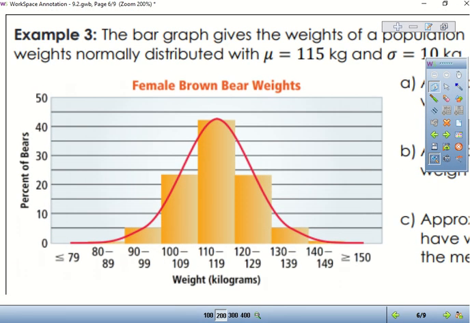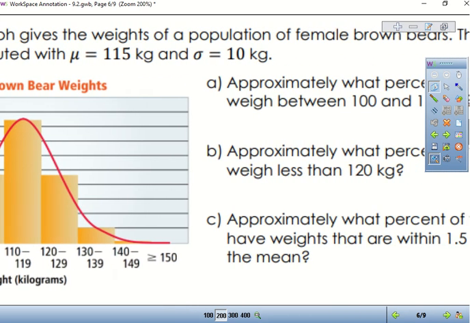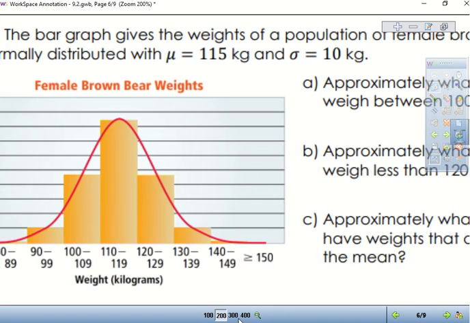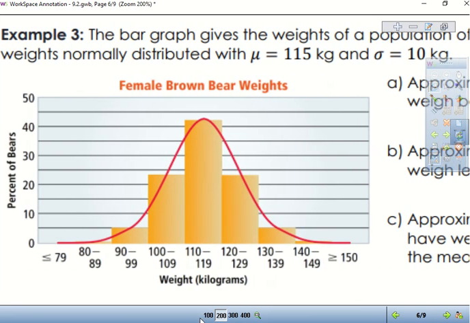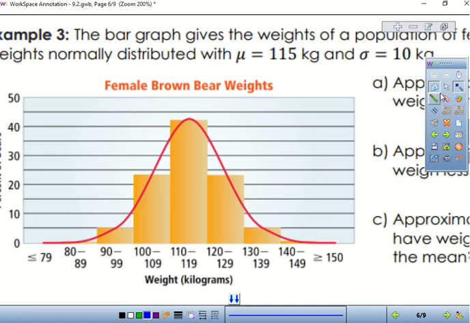So this is female brown bear weights. Okay? The graph gives the weights of a population of female brown bears. The curve shows the weights normally distributed with mu. This is the mean. You do need to know those symbols, and this is standard deviation.